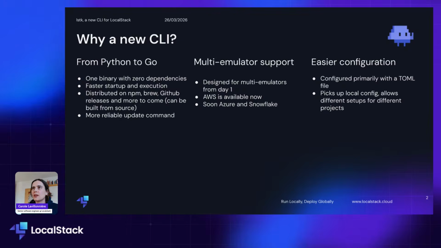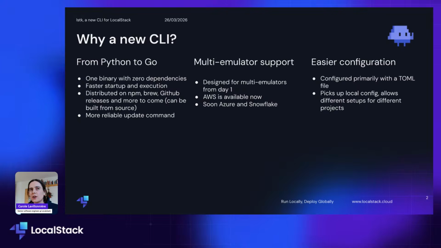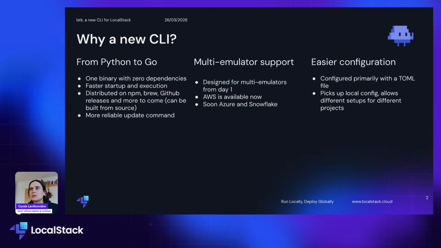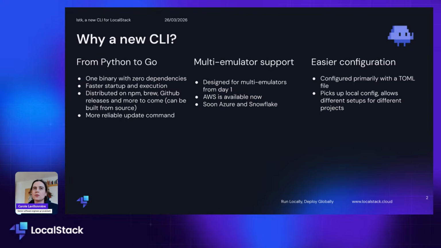And then the other thing, which I think is going to be much easier with the new CLI, is the configuration. The way you do it with the legacy CLI is mostly through environment variables. But what we built in lstk is a toml config. What's really great about that is it will automatically pick up your local config, which means if you have multiple projects that are all using a different environment for LocalStack, you can just have different configurations in your various projects, and you can check that in your repo and have version control for it.